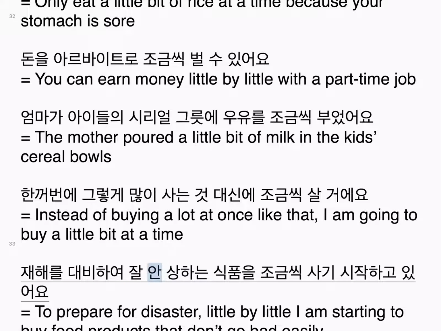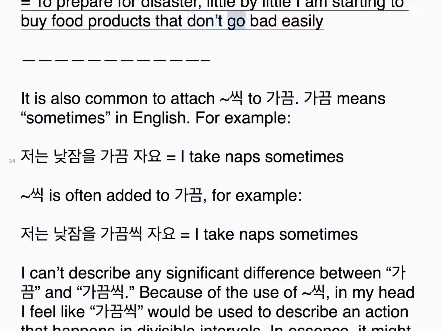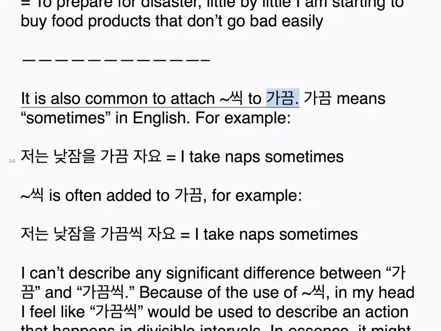재해를 대비하여 잘 안 상하는 식품을 조금씩 사기 시작하고 있어요. To prepare for disaster, little by little I am starting to buy food products that don't go bad easily. It is also common to attach 식 to 가끔. 가끔 means sometimes in English. For example, 저는 낮잠을 가끔 자요. I take naps sometimes. 식 is often added to 가끔. For example, 저는 낮잠을 가끔씩 자요.